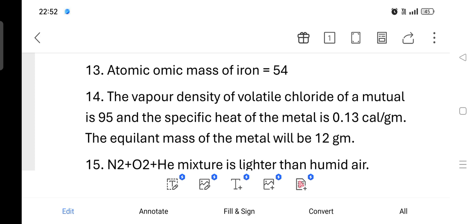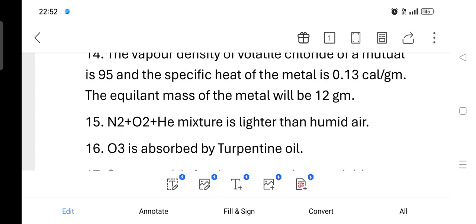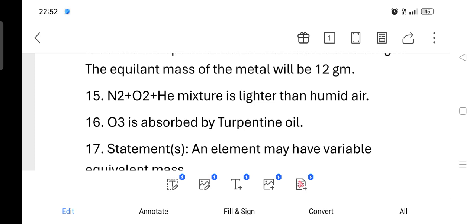The vapor density of volatile chloride of a metal is 95 and the specific heat of the metal is 0.13 cal per gm. The equivalent mass of the metal will be 12 gram.